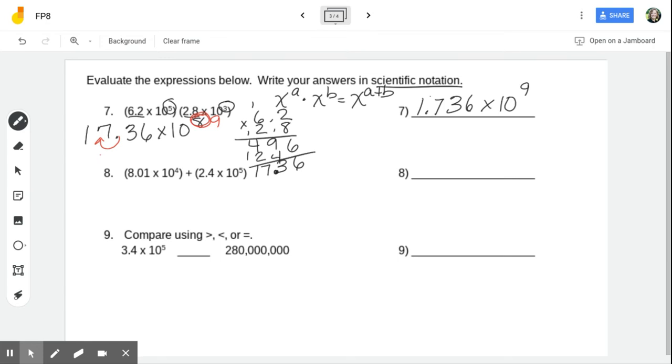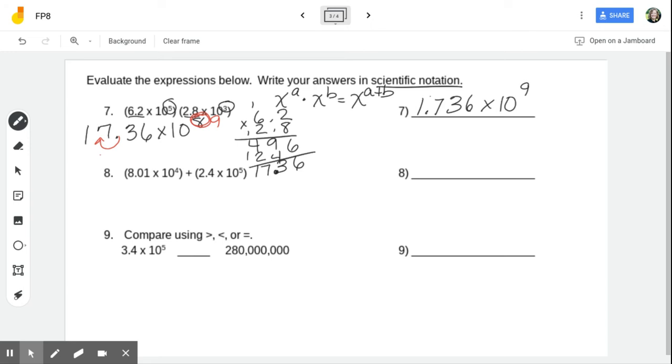Okay, so this one, number 8, when you're adding, so we're adding here, okay, with scientific notation, the powers of 10 must be equal, and they're not right now, okay? This one's to the 4th power, this one's to the 5th power. So we either have to bump this one up or bump this one down. But when we do that, we have to change where the decimal point is here to remain equal. Okay, so here's what I mean.